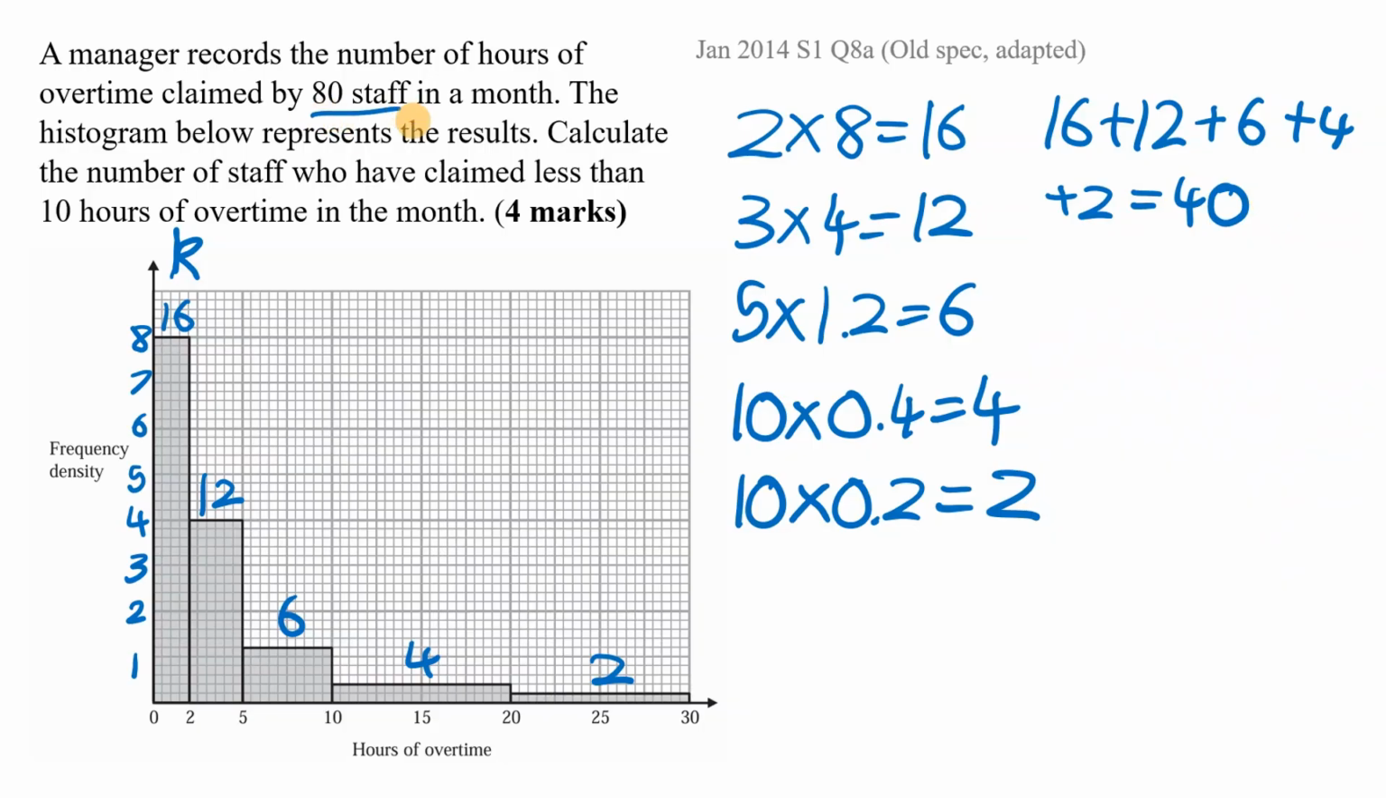Now we have 80 staff, so if we do 80 divided by 40, this is equal to 2, and this is the value of K. So for 1 unit of area in this histogram, it represents 2 staff, okay?